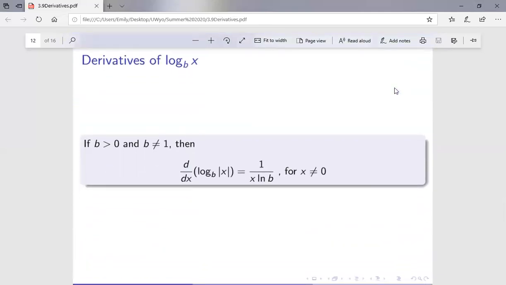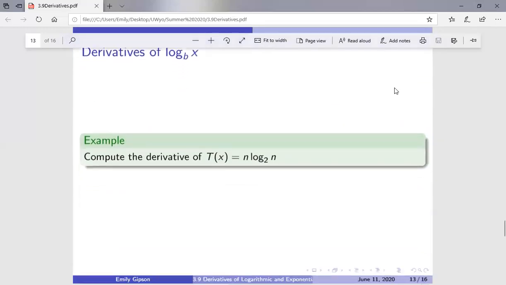So now we've talked a lot about the natural log, which is log base e, our exponential function, e as in the number e. But what about just our regular logarithm function? So if b is greater than 0 and b doesn't equal 1, then d/dx of log base b, which could be 10, b could be 15, b could be e, of the absolute value of x is 1 over x times ln b for x not equal to 0.